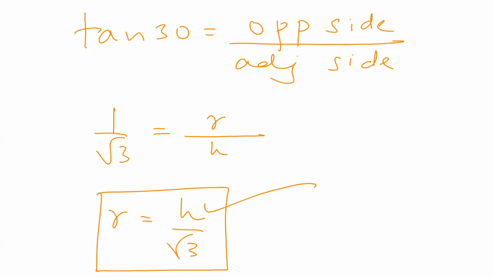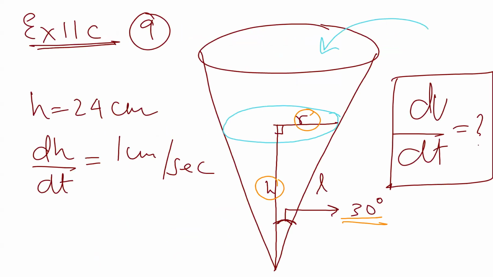So R is equal to H by root 3. So this much amount of information we have decoded. Now we have to find out the change in volume, dV by dt. So the volume of the water inside the cone. The water will take the shape of the cone itself. So the volume over here is 1 by 3 pi r square h, the volume of the cone. I hope you can imagine.